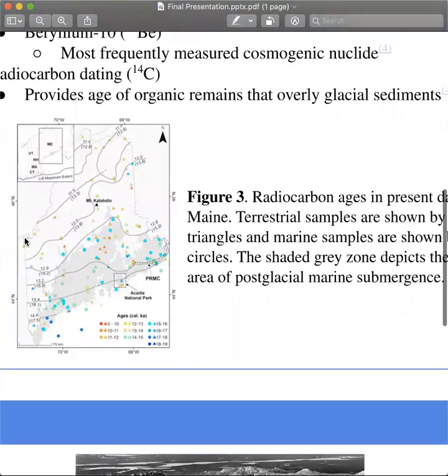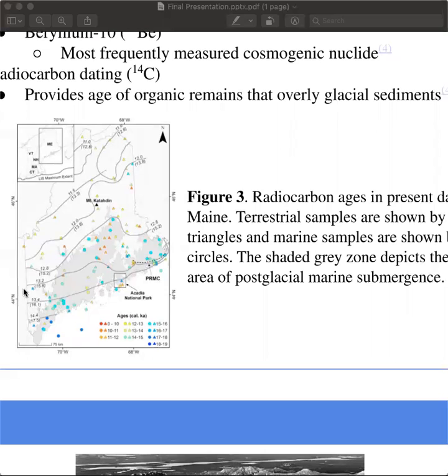Figure 3 shows radiocarbon ages in present-day Maine. The different colors of triangles and circles depict the different ages of radiocarbons in thousands of years. Terrestrial samples are shown by triangles, and marine samples are shown by circles. The shaded gray zone depicts the area of post-glacial marine submergence. Generally, you can see that the Laurentide ice sheet retreated slowly from the coast of Maine and worked its way inland.